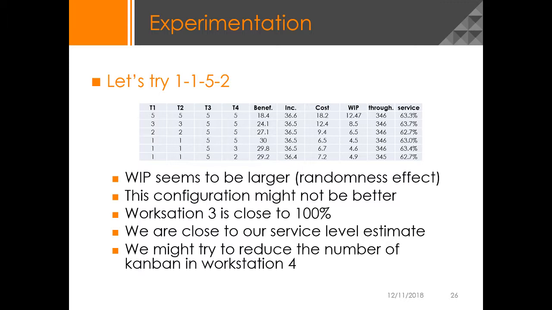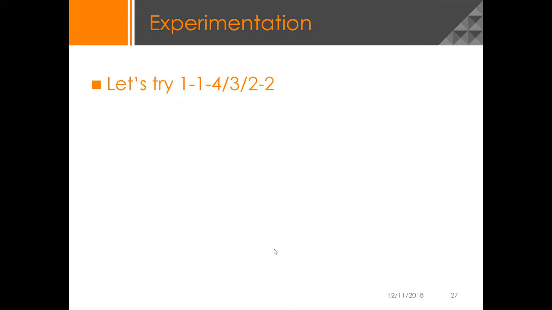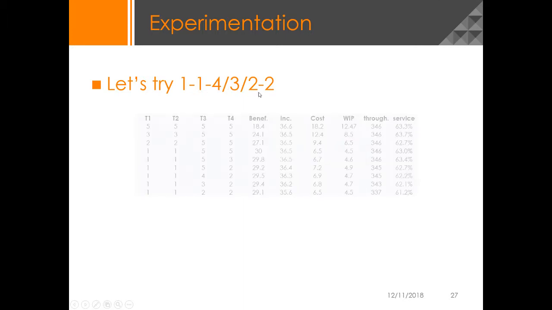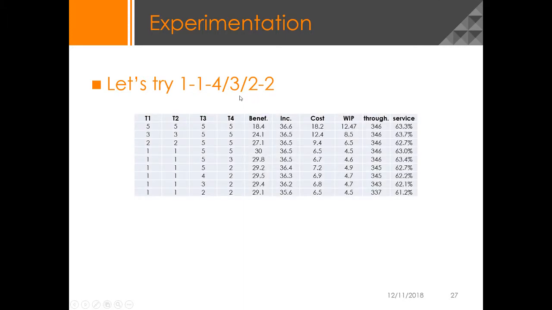And in the first approach to the problem, we might consider this as a good configuration. And again, workstation 3 is still our bottleneck, and we're close to the service level estimate, and we might try to reduce the number of Kanban again in workstation 4. So we're going to try these configurations here, 1143 and 22, which is what we have here.